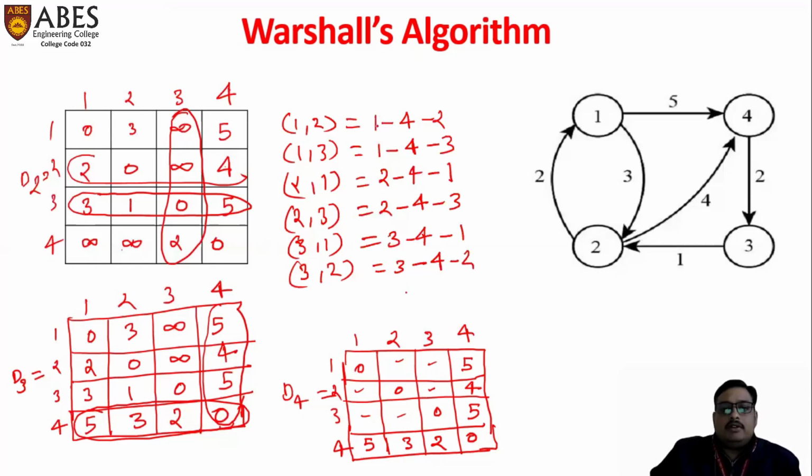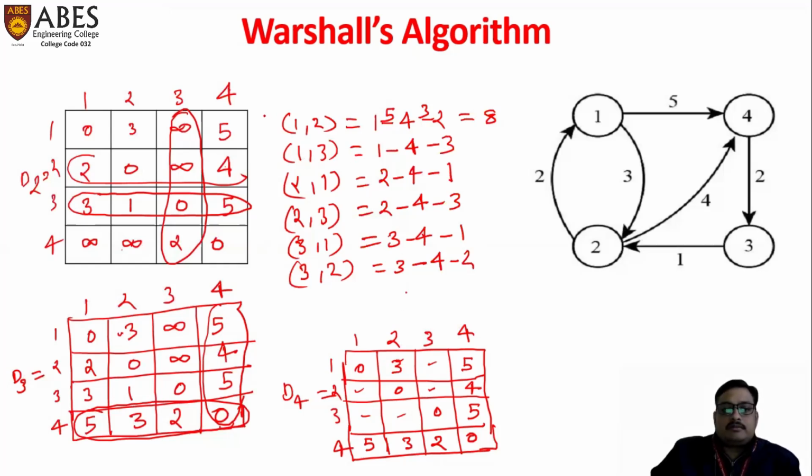So let us see the value of cost of 1 to 4. So 1 to 4 is 5, and 4 to 2 is 3. So 5 plus 3, that is 8. So 1 to 2 is 8, but the existing value is 3. So we'll just write 3, that is the minimum one.